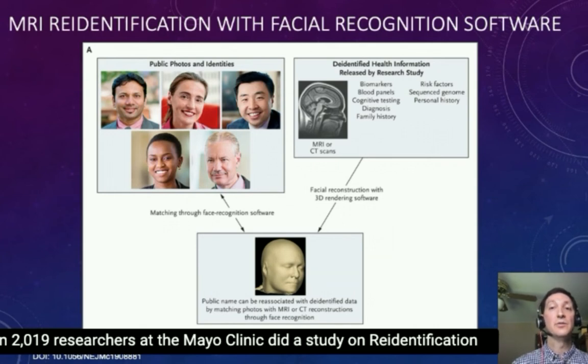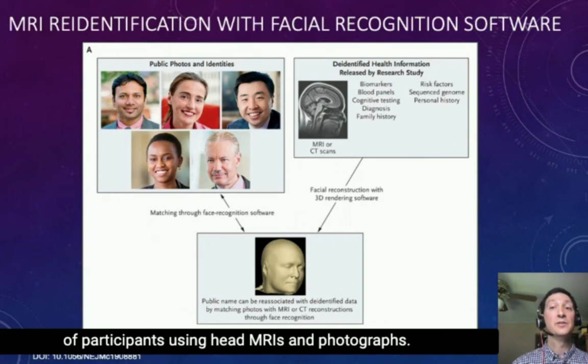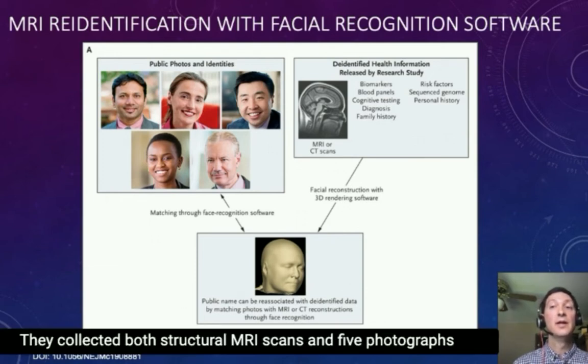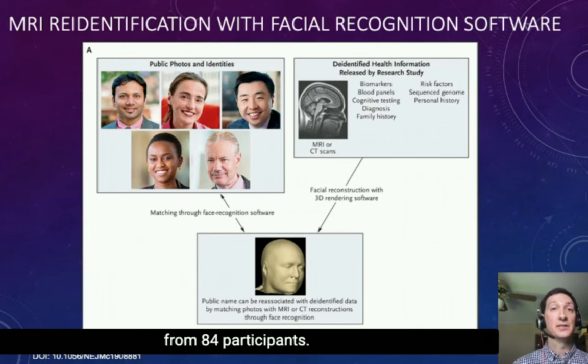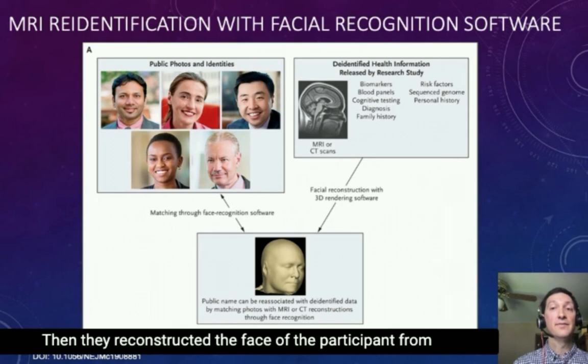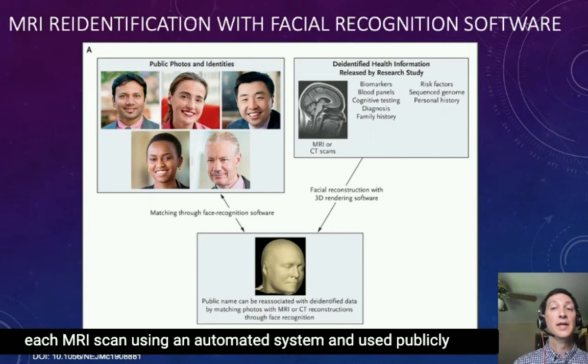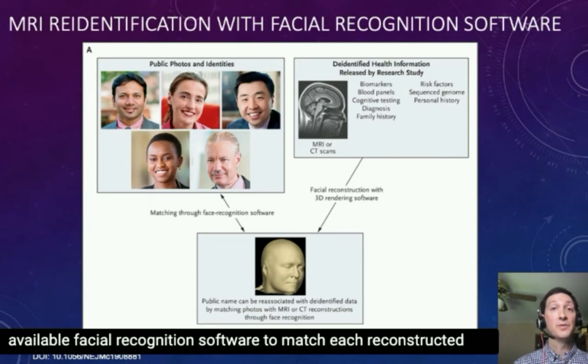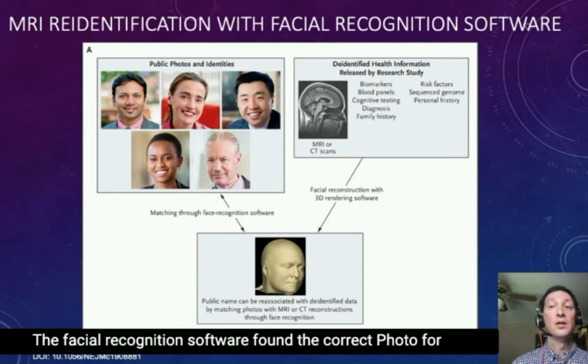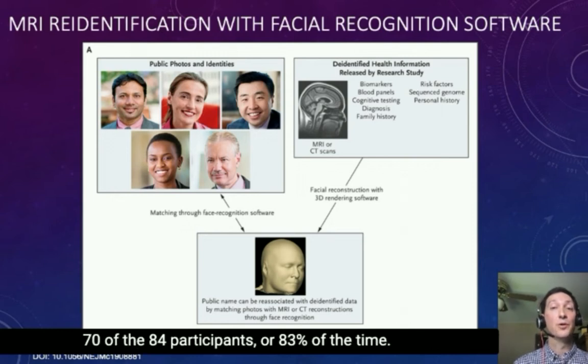In 2019, researchers at the Mayo Clinic did a study on re-identification of participants using head MRIs and photographs. They collected both structural MRI scans and 5 photographs from 84 participants. Then they reconstructed the face of the participant from each MRI scan using an automated system and used publicly available facial recognition software to match each reconstructed photo to a real photo. The facial recognition software found the correct photo for 70 of the 84 participants, or 83% of the time.